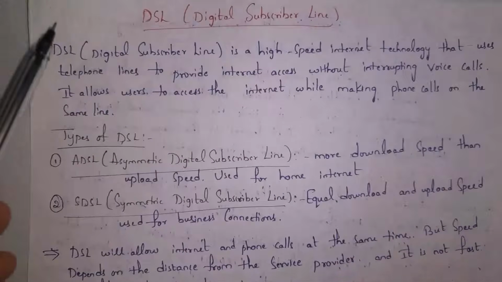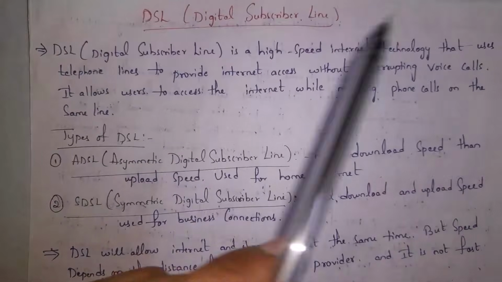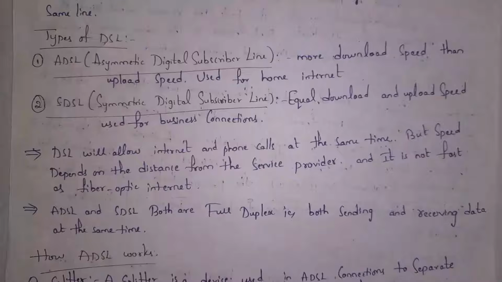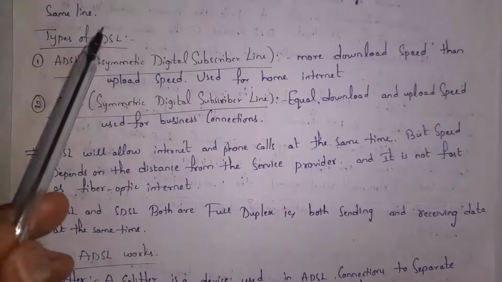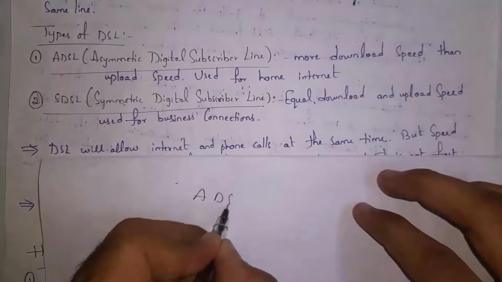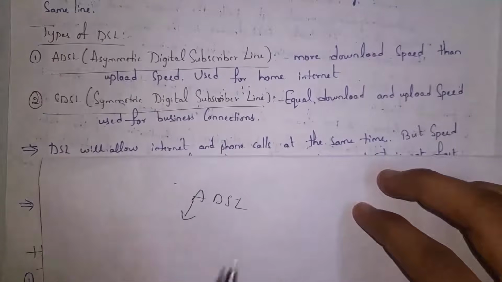So DSL will allow users to access the internet as well as phone calls on the same line, that is by using a single cable. Digital subscriber lines are classified into two types. They are asymmetric DSL and symmetric DSL. Guys, whatever internet we are using in our house, that internet is ADSL, that is asymmetric digital subscriber line.